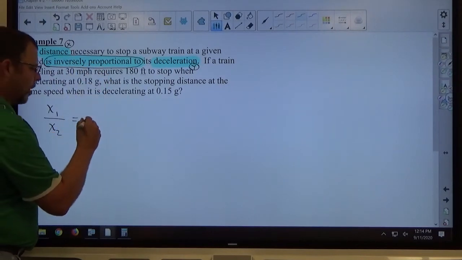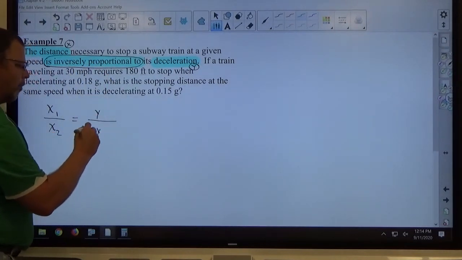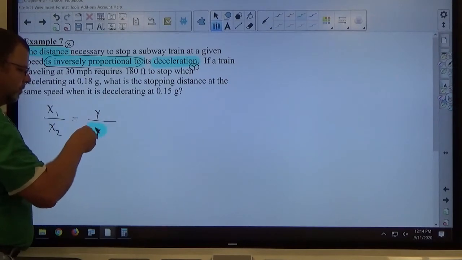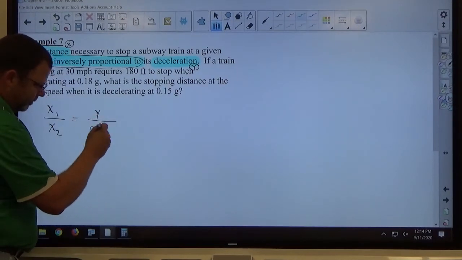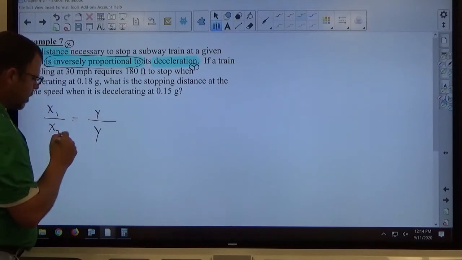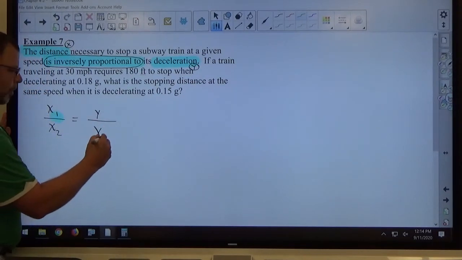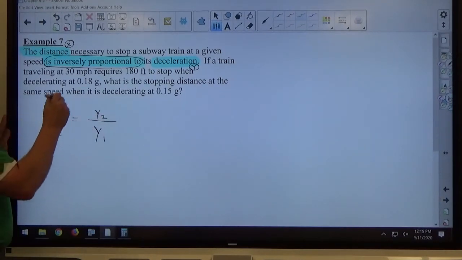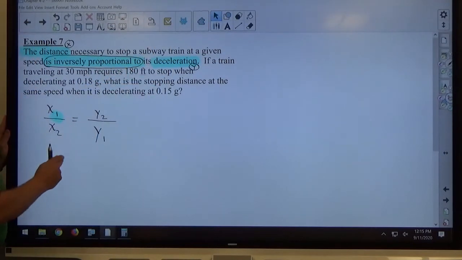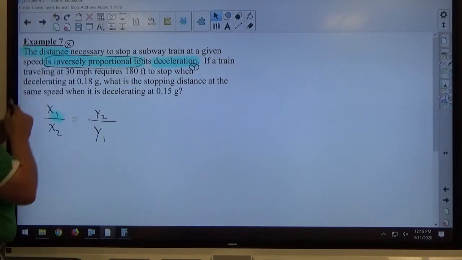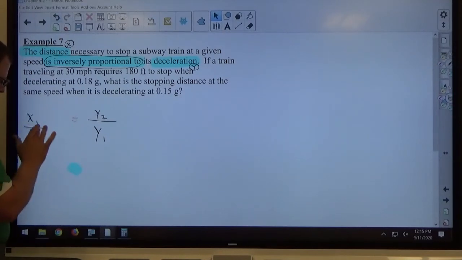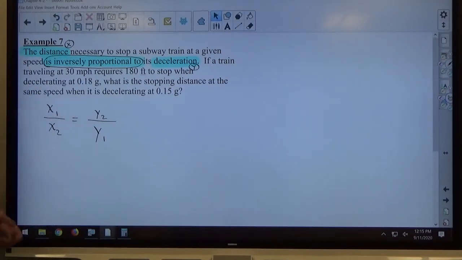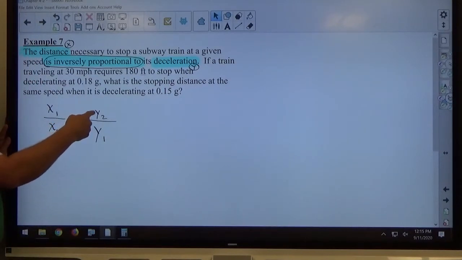Inversely proportional to means when I write my Y's on this side, I'm going to invert the subscripts. So, subscript 1 on top, I'm going to put subscript 1 on the bottom. Subscript 2 on the bottom, subscript 2 on top. That's what an inverse proportionality is. So, first distance over second distance equals second deceleration over first deceleration.